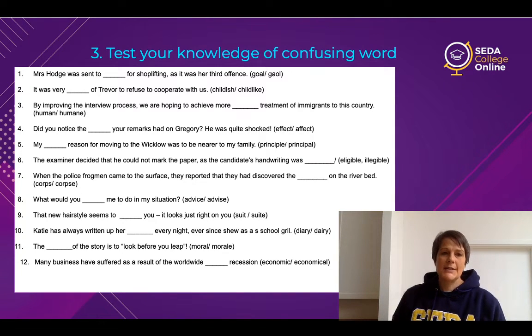So it's your turn now. Let's do some practice and test your knowledge of confusing words. We've got these two words here, and I'm not going to read them, because if I read them, you'll probably know which one it is. So Mrs. Hodge was sent to Which for shoplifting, as it was her third offence. It was very rich of Trevor to refuse to cooperate with us. Is that childish or childlike?